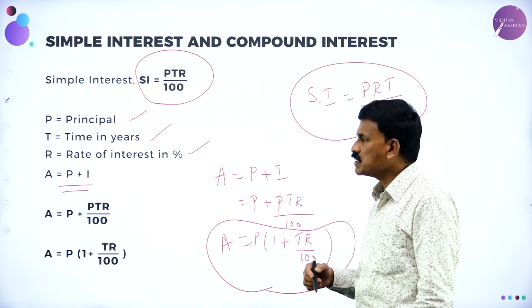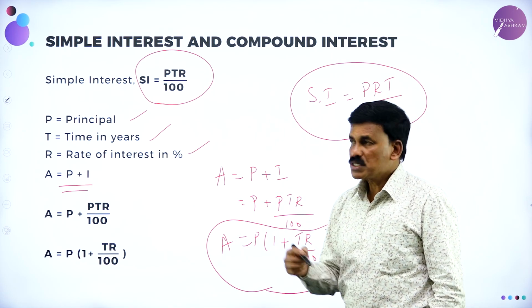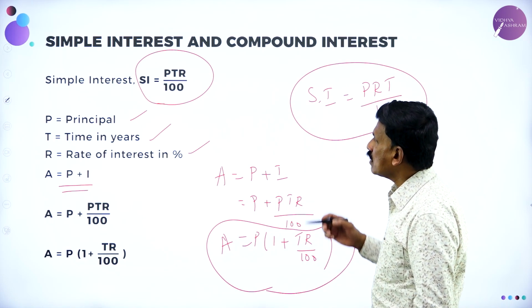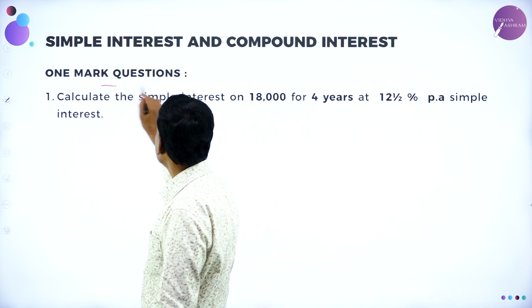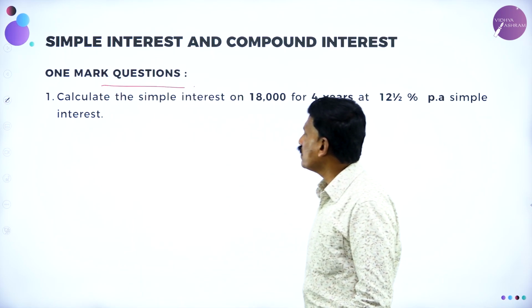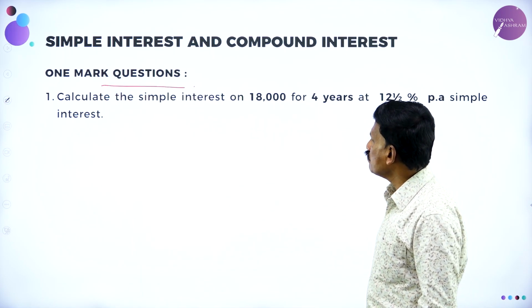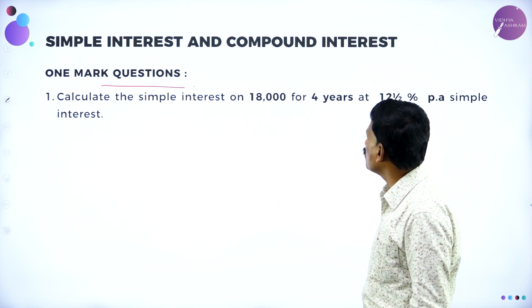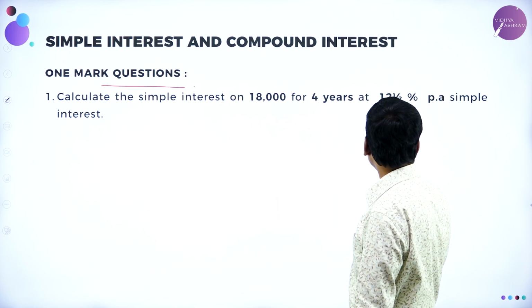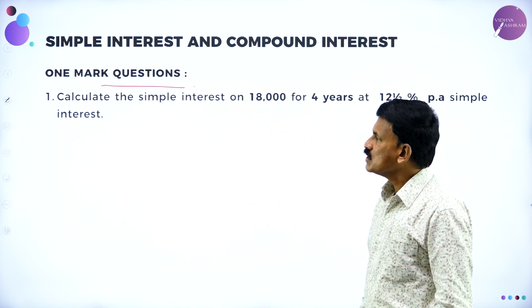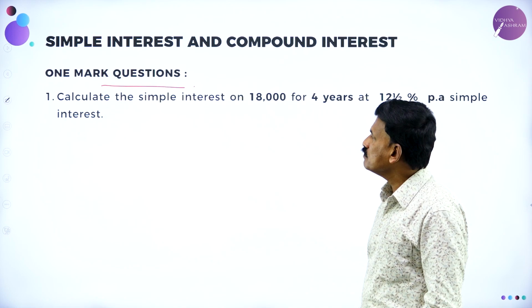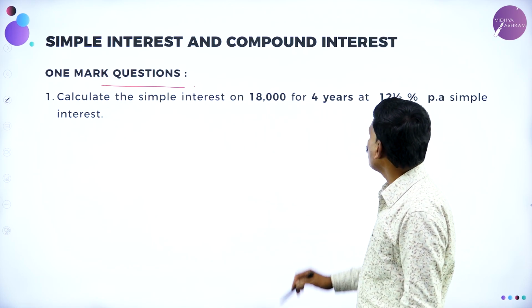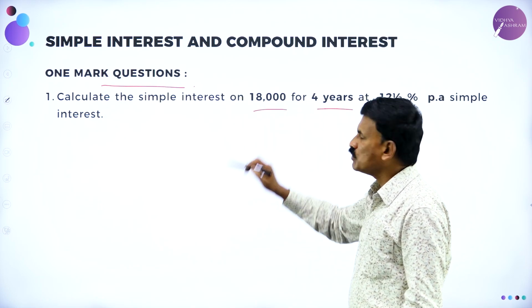So, these are very important concepts regarding simple interest. Now, let us come to a few small examples. Let me take one question. Calculate the simple interest on 18,000 for 4 years at 12.5% per annum.